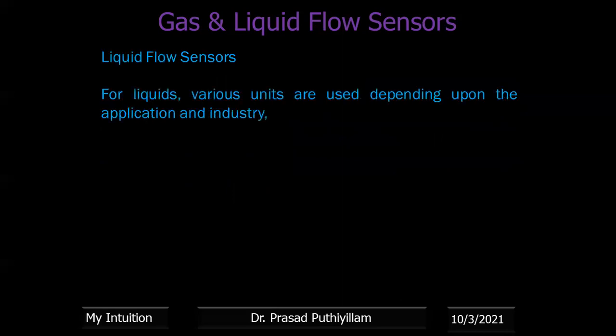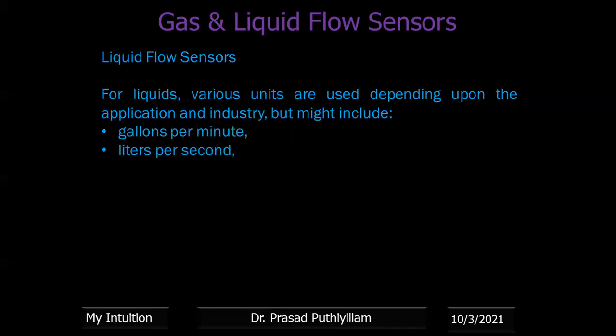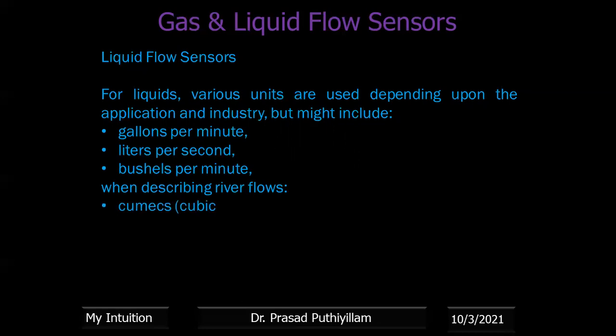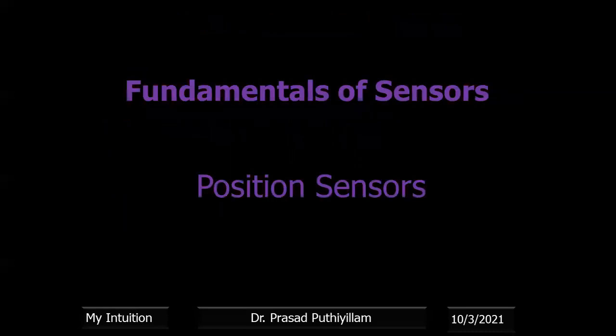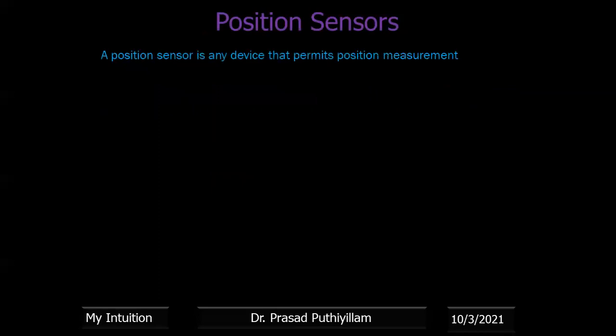Liquid flow sensors depend upon the application. For liquid, various units are used depending upon applications and industry, but they include gallons per minute, liters per second, bushels per minute, and when we are measuring the flow in river water, it may be cubic meter per second or acre feet per day. Now, position sensors, so it's very clear.